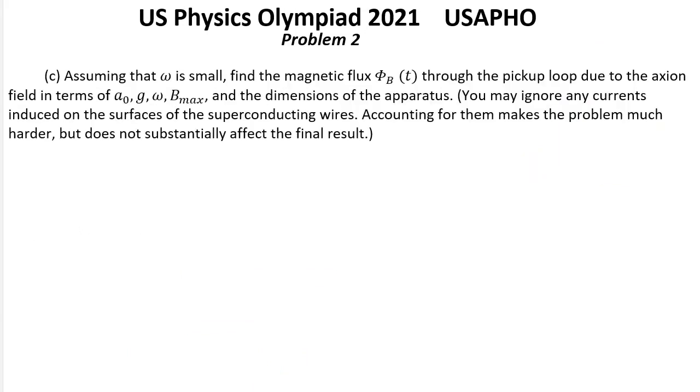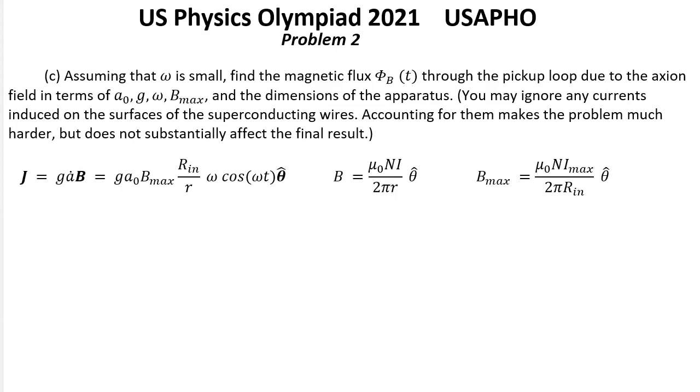Question C. Assuming that omega is small, find the magnetic flux Φ_B as a function of t through the pickup loop due to the axion field in terms of A0, g, omega, B max and the dimensions of the apparatus. You may ignore any currents induced on the surfaces of the superconducting wires. Accounting for them makes the problem much harder, but does not substantially affect the final result. Solution.